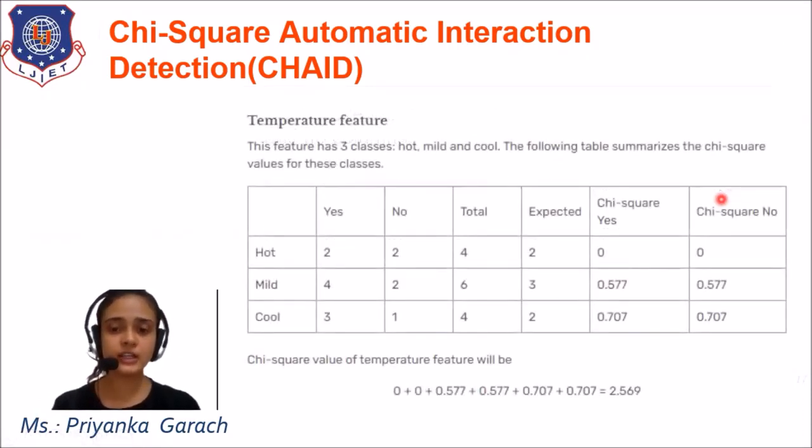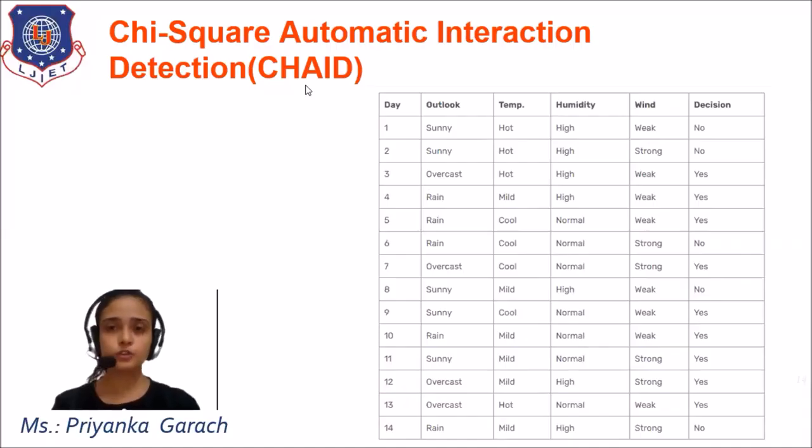Similarly, I can find out the complete chi-square value of the temperature feature. So this particular temperature feature is one of the attributes in my data set. So you can visualize over here that temperature is one of the attributes. I have already found the chi-square value of the outlook. Now I will find the chi-square value of the temperature, then humidity, and then wind, like that.